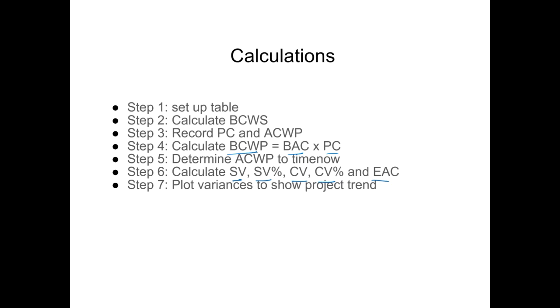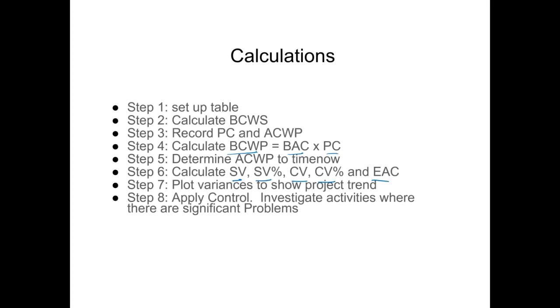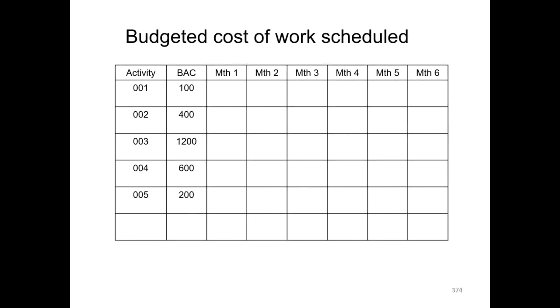And then we plot variance to show the project trend. So we will go through this example, and then we apply control measures. We investigate activities where there are significant problems. Right, so firstly, we will start by calculating BCWS, or budgeted cost of work schedule.